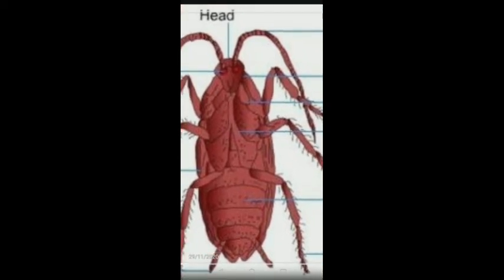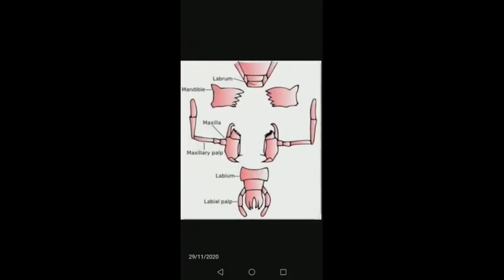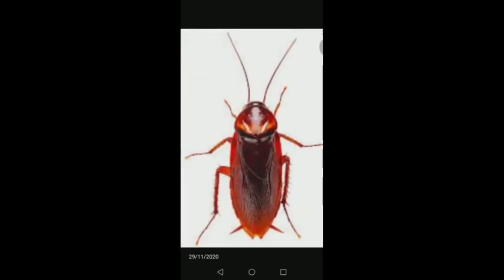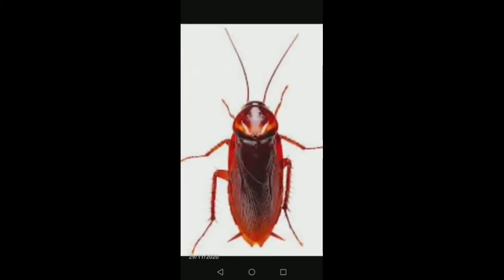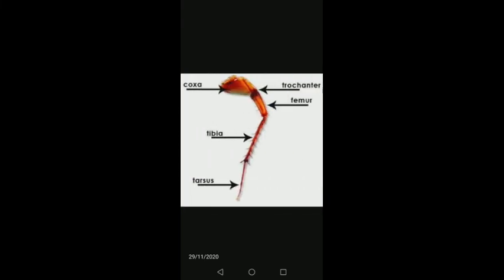With this, we'll wind up our class. Today we have discussed cockroach information. We have discussed a few points, started the classification, and seen the morphological structure of the cockroach.